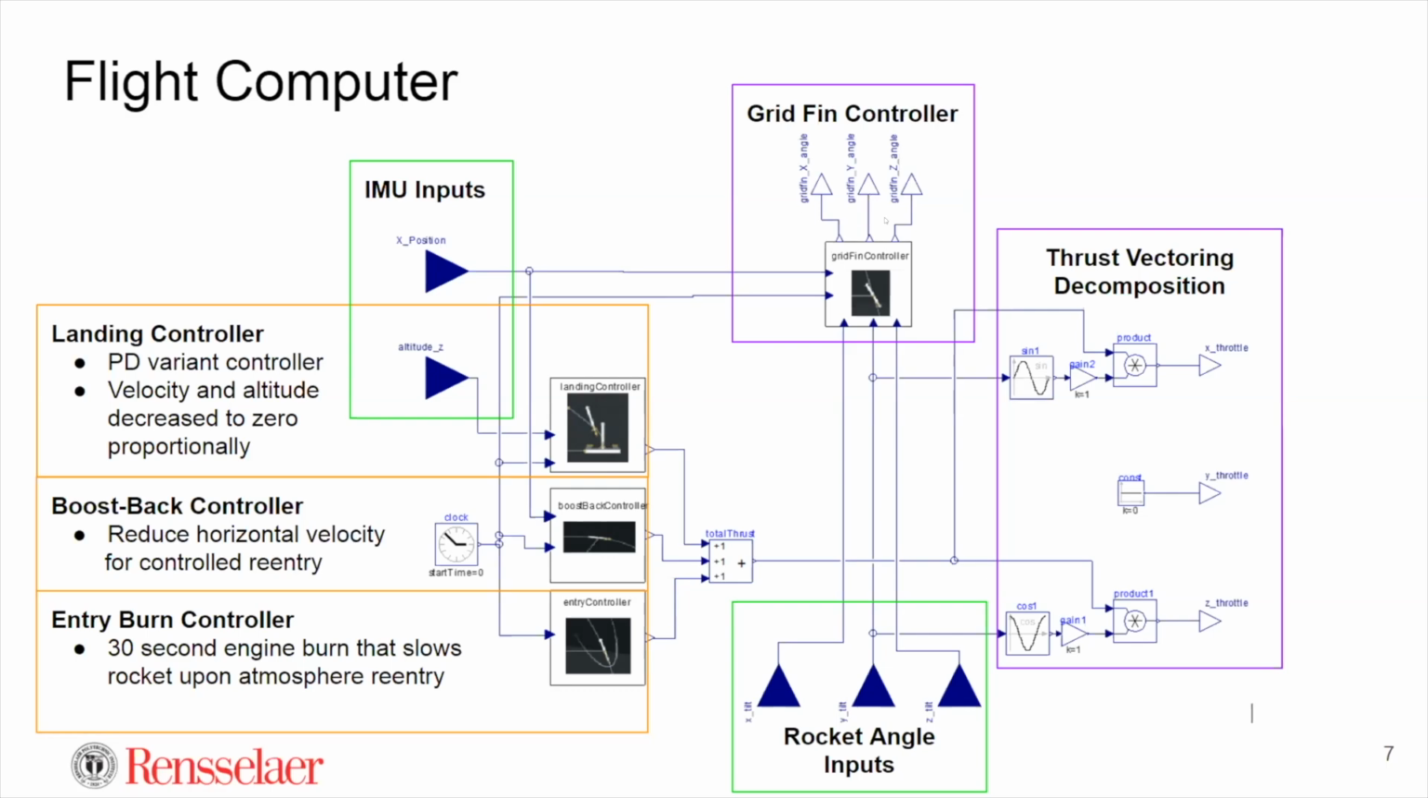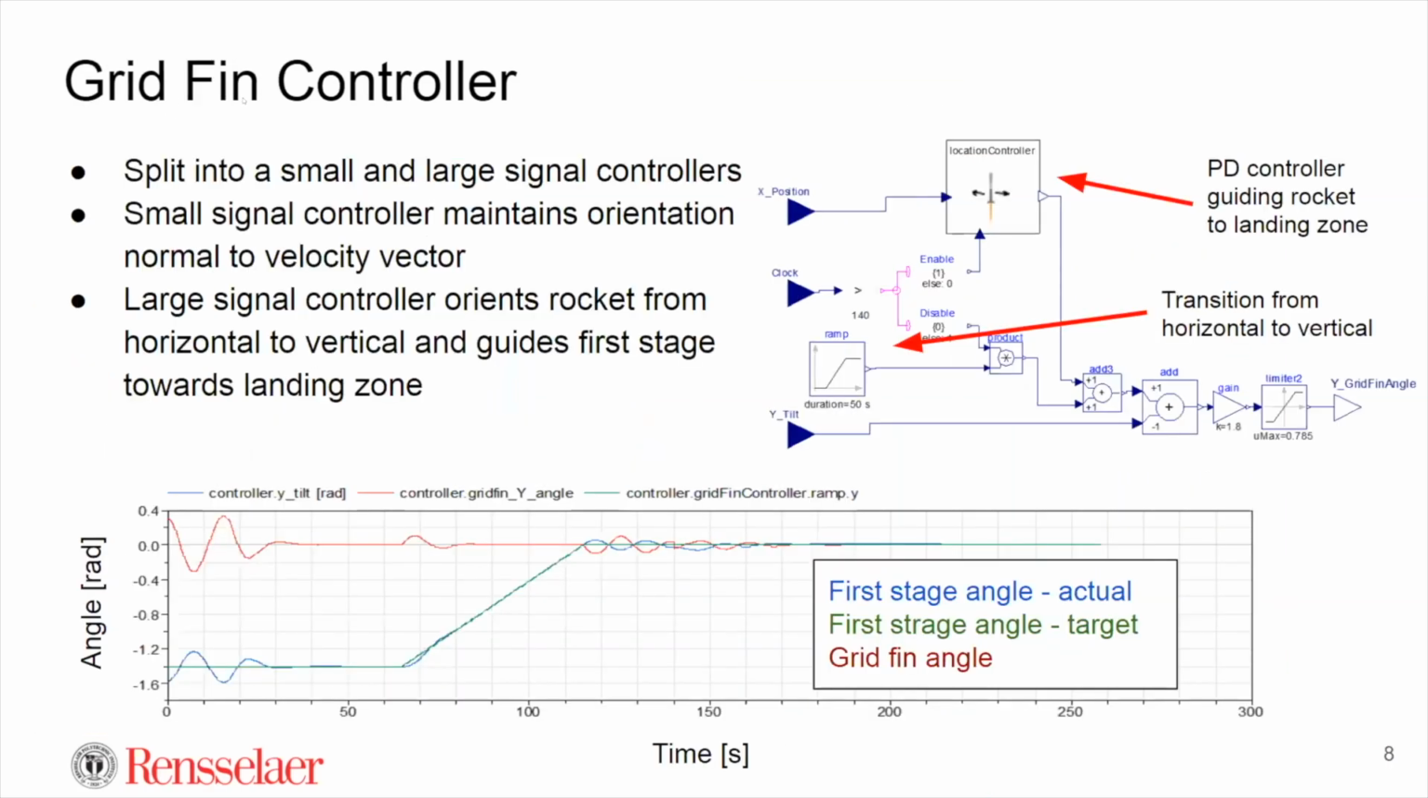So I'll go into a little bit. We also have this grid fin controller here in the top right. So I'll go into a little bit of that right now. So grid fin controller, it's split into basically a small and large signal controllers. So the small signal controller maintains the first stage's orientation, normal to the velocity vector. So essentially, when this first stage is falling through the atmosphere, if you don't have this small signal controller, it would just tumble end over end out of control. So this keeps that first stage upright, pointed, essentially downrange, engines down.